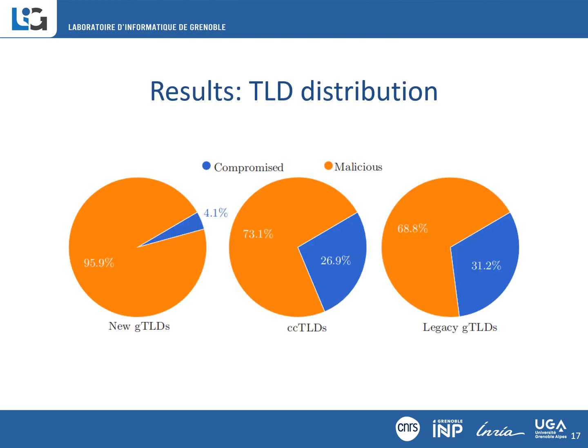In this graph, you can see the ratio between malicious and compromised domains in different types of TLDs. While roughly 70% of ccTLDs and legacy gTLDs reported to blacklists were malicious, this value is significantly higher for domains registered in new gTLDs, almost 96%.